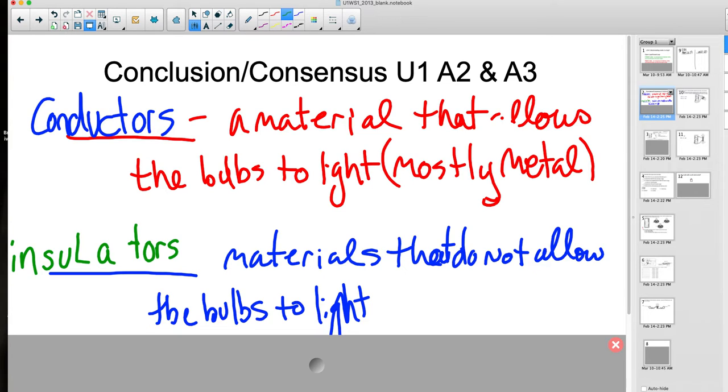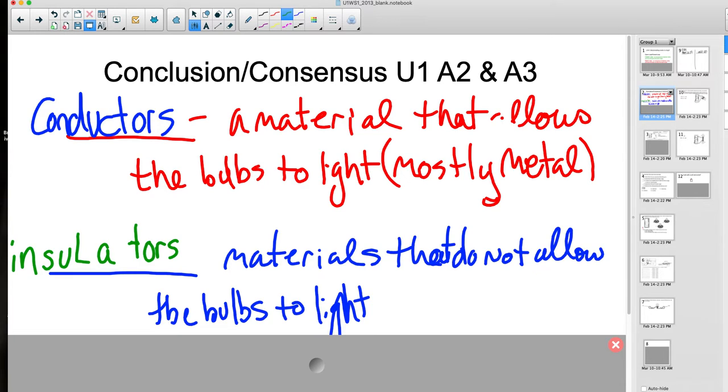We did also discuss that conductors or insulators are on opposite ends of a spectrum, and some things are strong conductors, some things are weak conductors, some strong insulators, some weak insulators, and sometimes it depends on the strength of the circuit that you put them into.